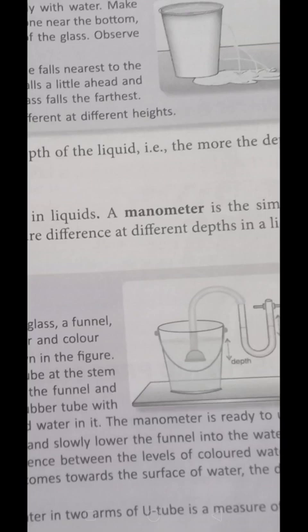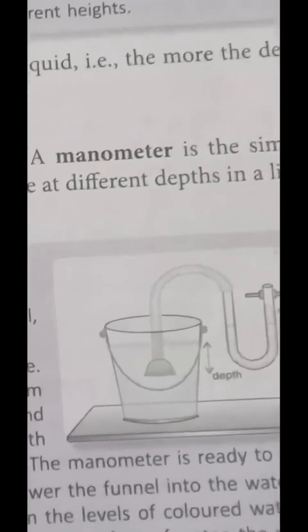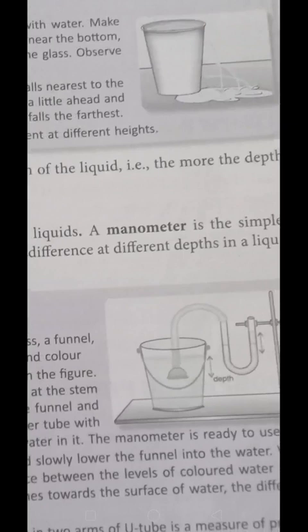When the funnel goes deeper into the water, the difference between the levels of colored water in the two arms of the U-tube increases. When the funnel comes toward the surface of the water, the difference between the levels of the colored water decreases. The difference between the levels of colored water in the two arms of the U-tube is the measure of pressure exerted by the water.